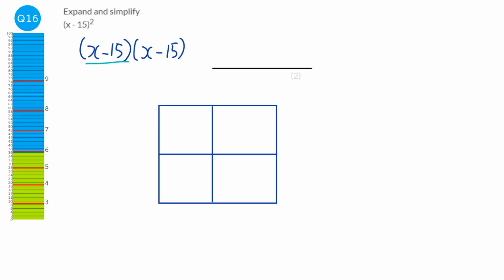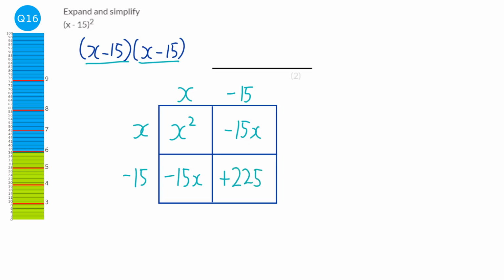and we're going to do x minus 15 at the top, x minus 15 at the bottom, then we're going to do x times x, which is x squared, x times minus 15, which is minus 15x, same again here, and then we've got a minus times a minus, which is a positive 225. Put all the terms together.